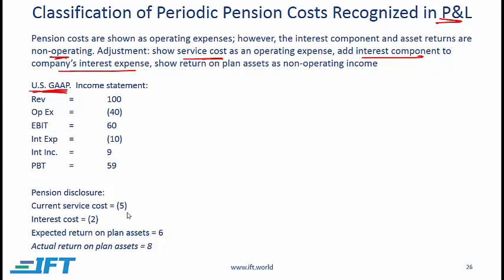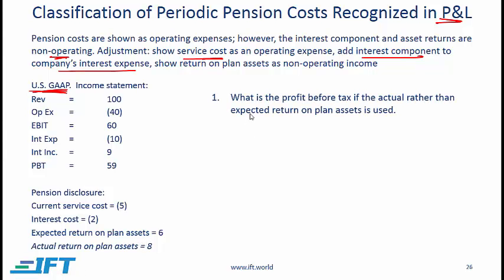So the brackets means that it's a cost. The interest cost is 2. The expected return on plan assets is 6, but the actual return on plan assets is 8. So what sort of an adjustment do we need to make? And specifically, what is the profit before tax if the actual rather than the expected return on plan assets is used? So let's start doing this.